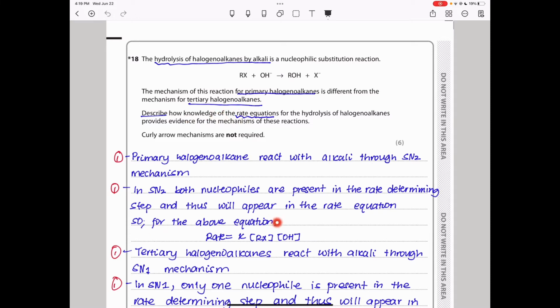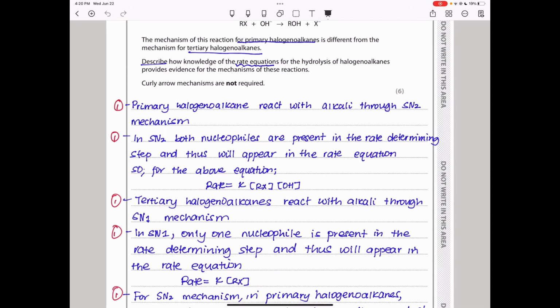So the rate equation for this above, if it went through SN2, or if it was a primary halogenoalkane, will be: rate is equal to the rate constant times the concentration of the halogenoalkane and the concentration of the alkali. Again, this will be okay if it went through SN2. It means both nucleophiles are present, the nucleophile OH⁻ and the X⁻, or you would say two species are going to be present in the rate determining step.